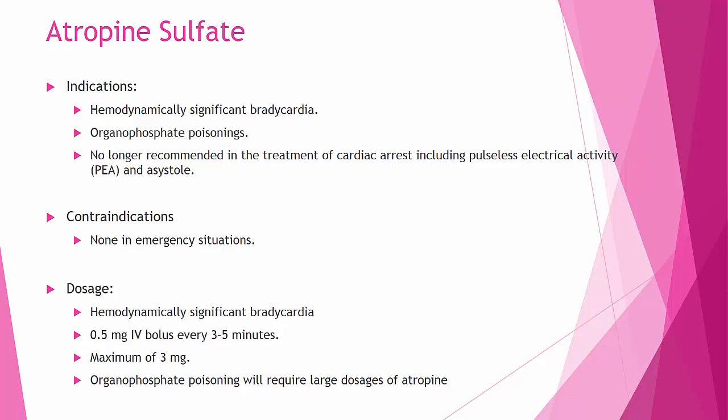Contraindications. In the emergency setting, there are none. All right, so for your dosages, if it is a hemodynamically significant bradycardia, 0.5 milligrams IV bolus every 3 to 5 minutes, max of 3 milligrams. If it is organophosphate poisoning, you're going to start with 1 milligram and you're going to keep giving it and keep giving it. You're probably going to run out of atropine on the ambulance unless you just happen to be in the shadow of the hospital when you get there. So you're going to give a substantial quantity of atropine when we're talking about organophosphate poisoning.